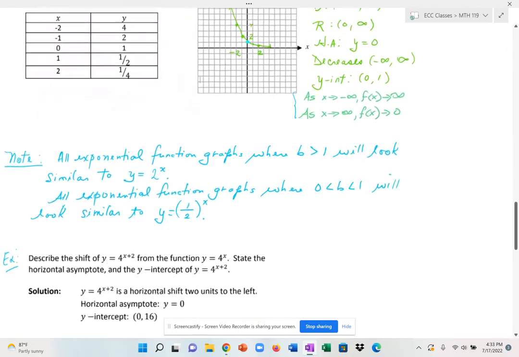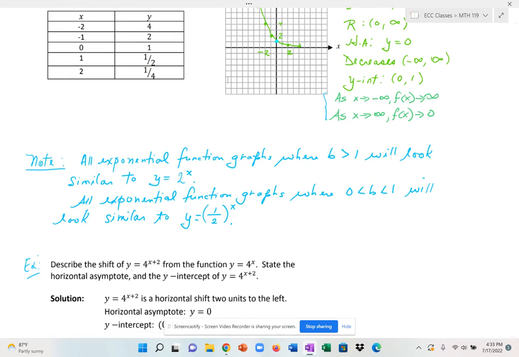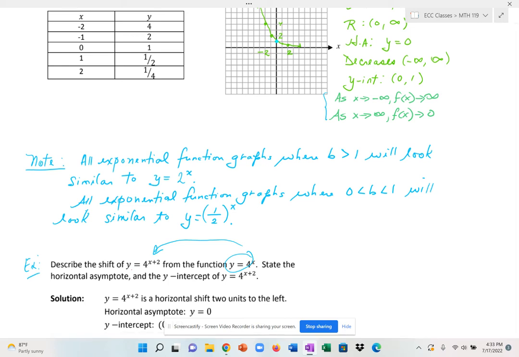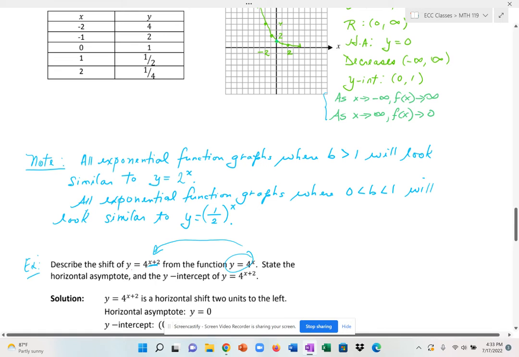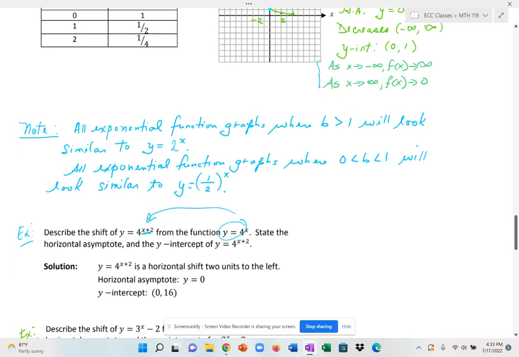Okay, so here we're going to do a little review of things we talked about in chapter 2, that is shifting. So it says to describe the shift of y equal to 4 to the x plus 2 from the function y equal to 4 to the x. So think of this as the parent and this is the shifted function. Then state the horizontal asymptote and the y-intercept. So when you're affecting the x, you are going to be shifting either left or right. When you're adding, that means you're going left. So this will be a horizontal shift 2 units to the left.